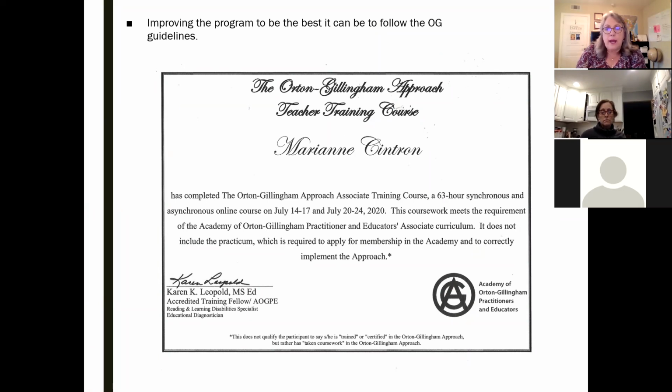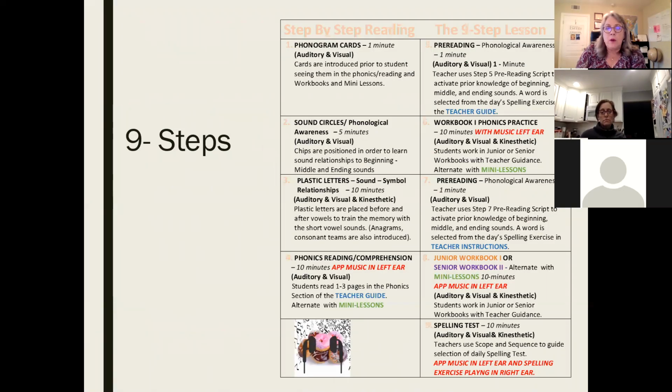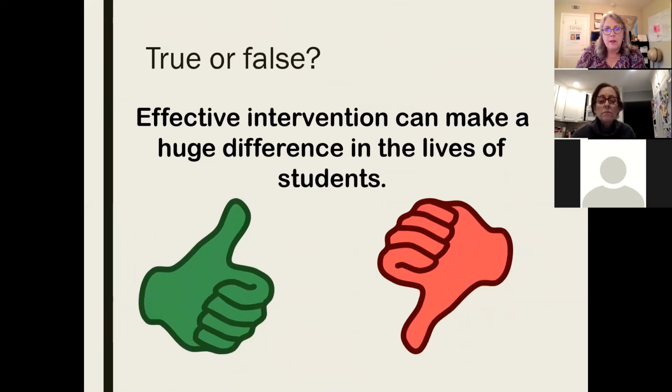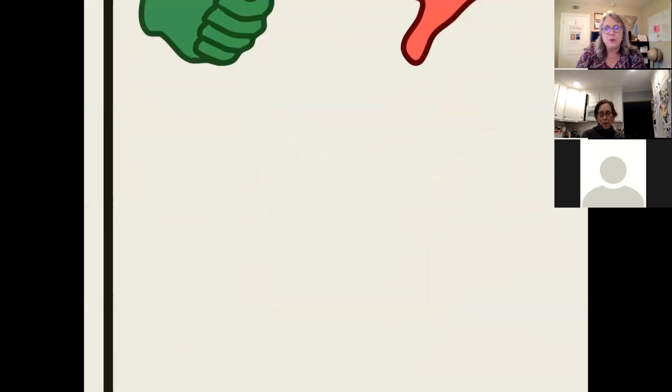I'm in a practicum right now. And I want to show my reading program has 9 steps that follow the Orton Gillingham model. So true or false, effective intervention can make a huge difference in the lives of students. True. Absolutely true.